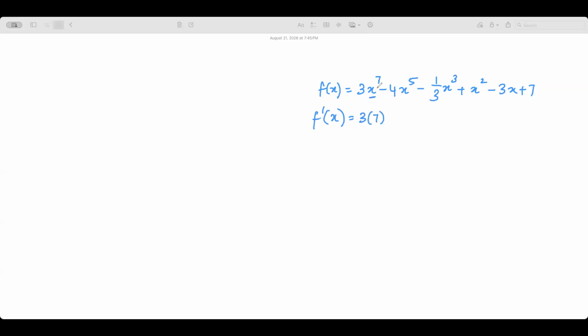Yeah. How do you differentiate this? You write the 7 x power of 6 minus 4, you write it down. Then x power of 5, how do you differentiate it? 5 times 5 x power of 4 minus 1 by 3. Again, you put 3x square plus 2x minus 3. Differentiation of a constant is always 0. So, now the derivative of the given function is 21x power of 6 minus 20x power of 4 minus x square plus 2x minus 3.